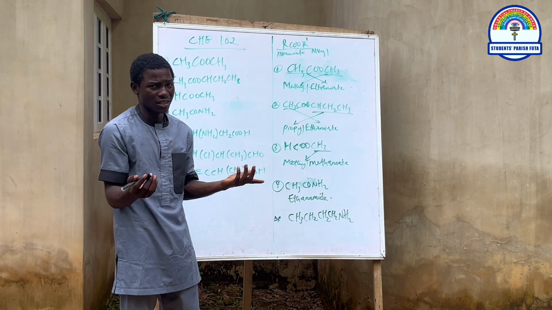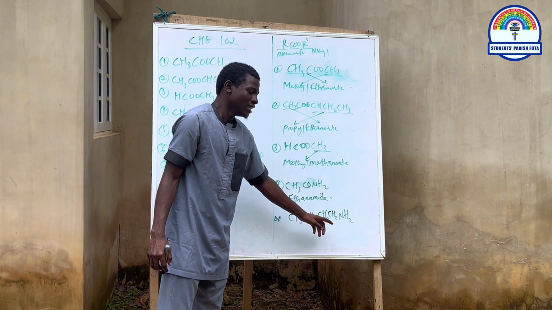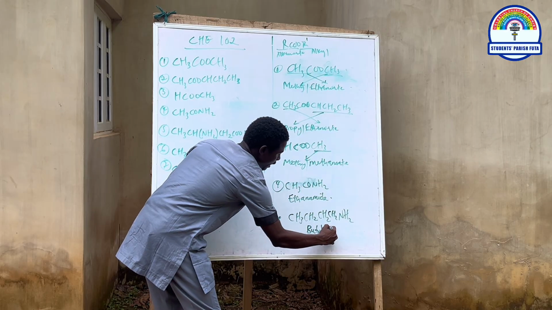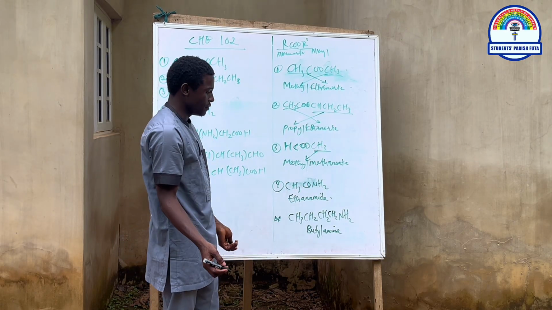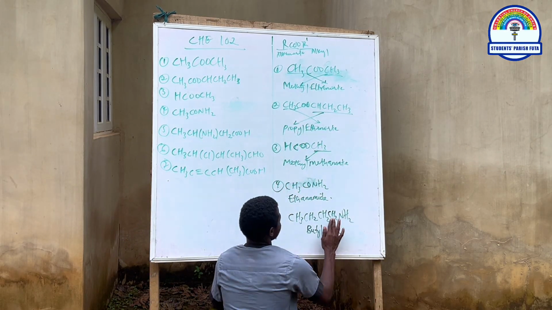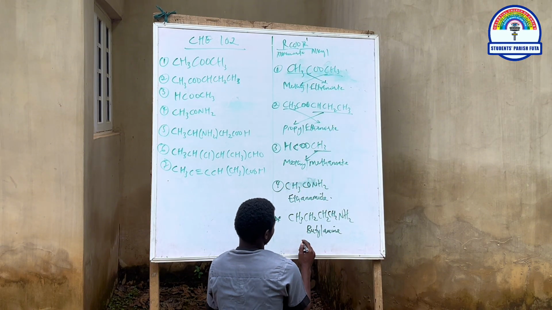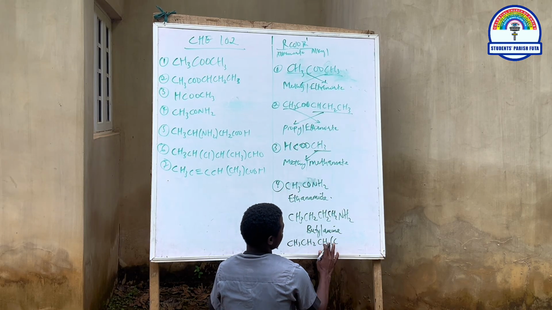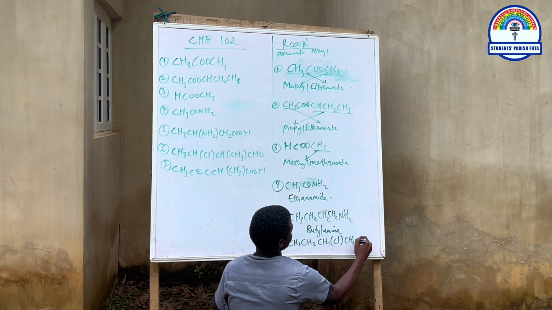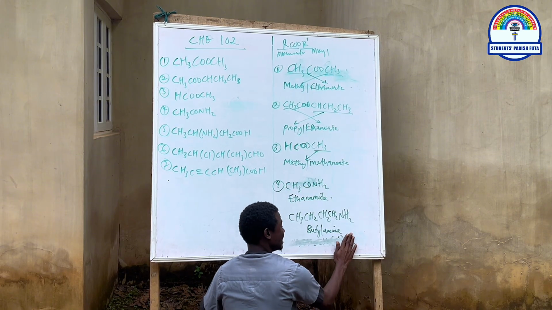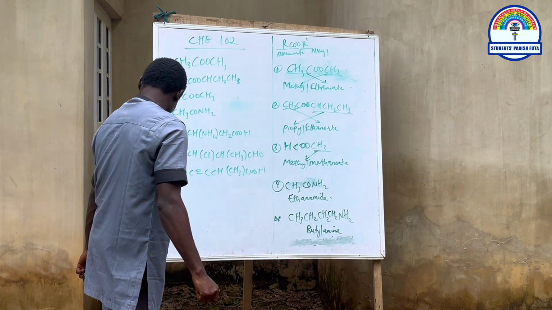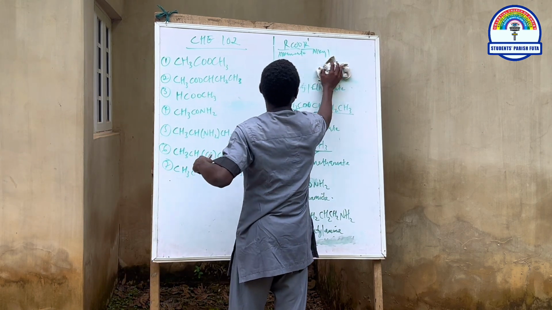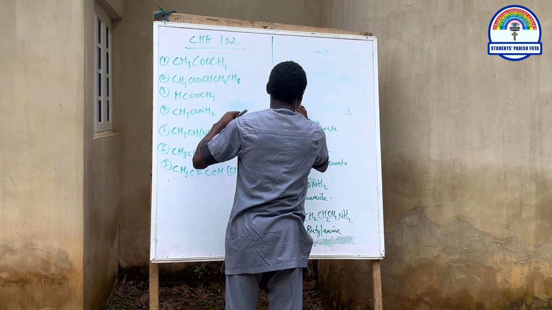None in brackets, so we don't have any substituent. So 1, 2, 3, 4. This should be butylamine. Butylamine for the amine family. Let's assume there's a substituent. Let me change this to CH3CH2CH2, CH in brackets Cl, CH2. Okay, don't let me complicate things. Let's take it bit by bit. You understand this, right? This is butylamine. Now going on to the next question. That's question number 5.